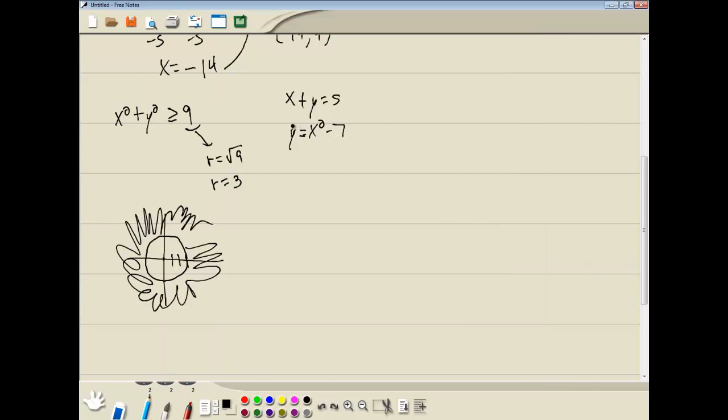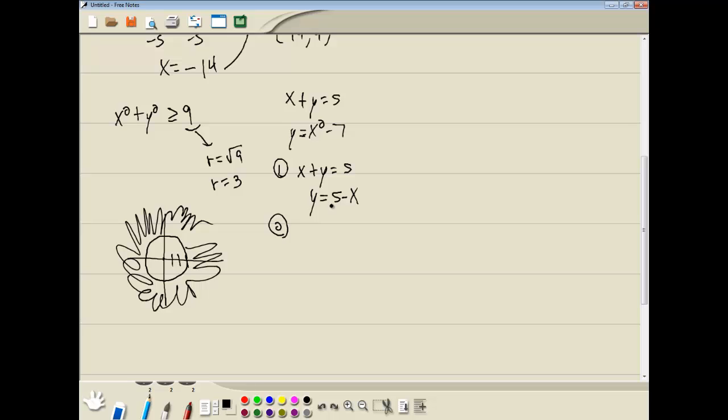Now this is already set up such that this is solved for y, but I'm going to follow my steps. My first step says to solve the equation with the smallest powers for the variable with the smallest power. Well, the equation with the smallest power is x plus y is equal to 5. Both of these are to the first power, so it doesn't matter which one I solve it for. I'm going to solve it for y. So I take the x over, and we get y is equal to 5 minus x.